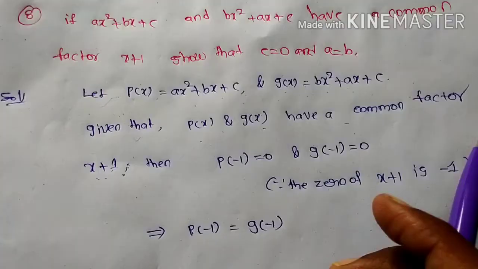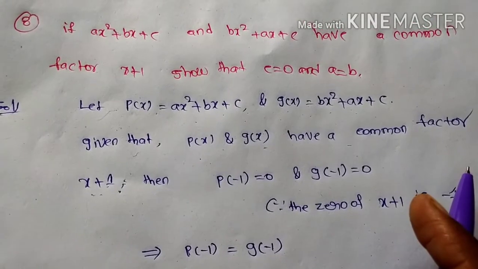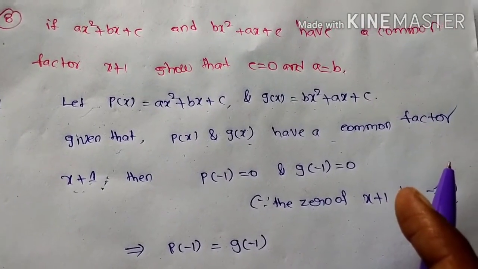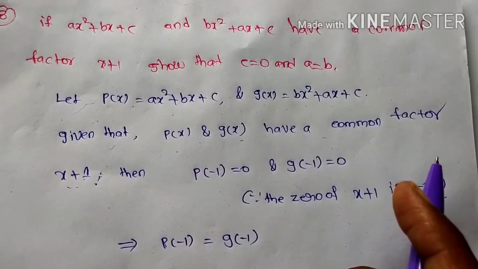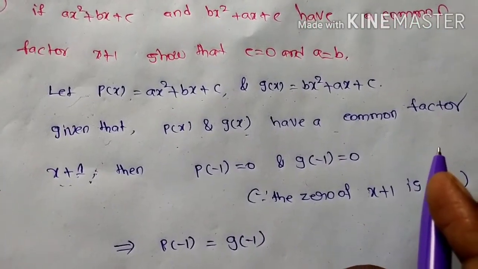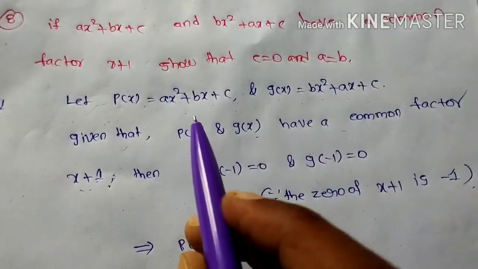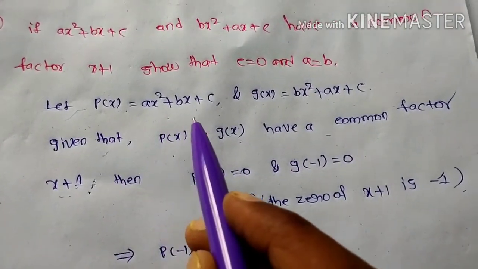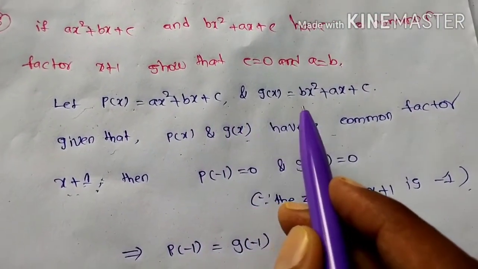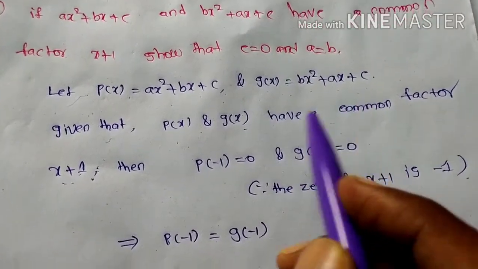Now you can see here question number 8. If ax square plus bx plus c and bx square plus ax plus c have a common factor x plus 1, show that c is equal 0 and a is equal b. First of all, I am taking here let assumption only. Let p of x is equal to ax square plus bx plus c and g of x is equal to bx square plus ax plus c.